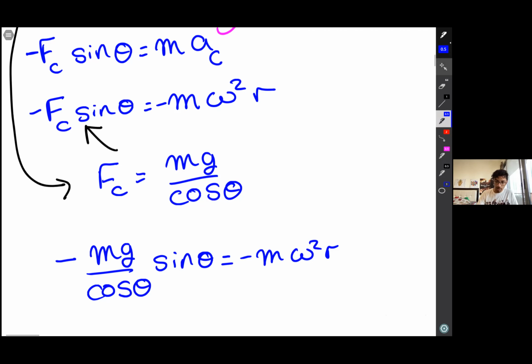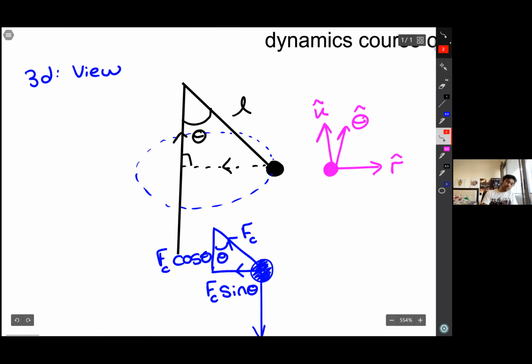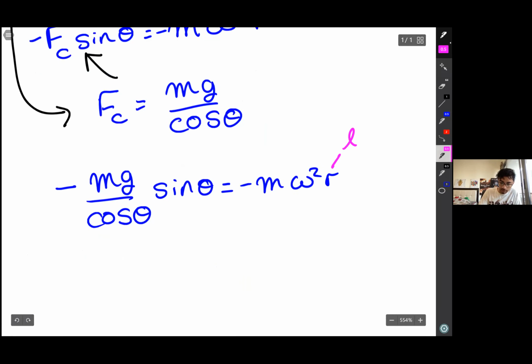What is r? Well, let's look back at this diagram over here. r will be the length of the radius of this circular trajectory. Now, what is that? If this is L and this is a right angled triangle, using basic trigonometry, we can figure out that this will be L sine theta, because the opposite over the hypotenuse is sine theta. So L sine theta will be equal to the opposite length, which is r. Now I can substitute L sine theta in for r here.